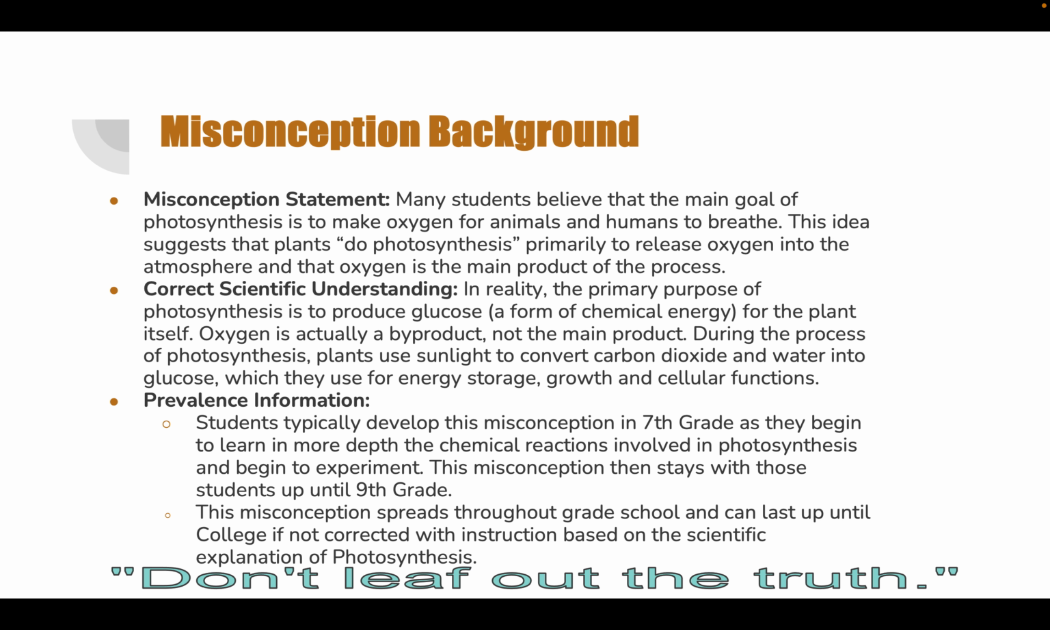Many students think the main goal of photosynthesis is to make oxygen for humans and animals. They believe plants do photosynthesis mainly to release oxygen. The real purpose is to use sunlight, carbon dioxide, and water to make glucose for the plant. The glucose is for growth, energy, and function. Oxygen is just a byproduct, not the main product. This misconception often starts around 7th grade and can persist through 9th grade, even into college if not corrected.